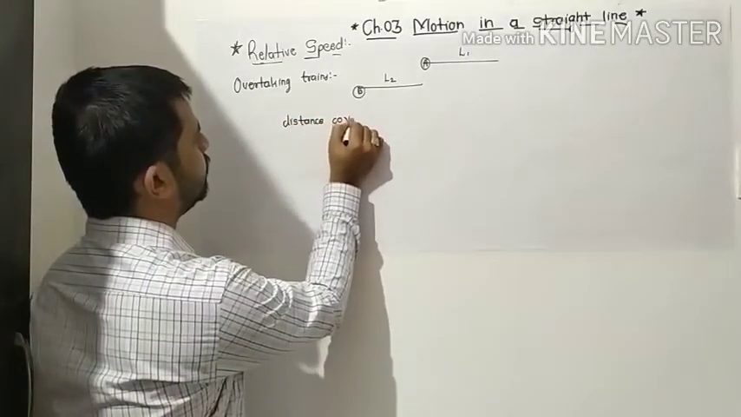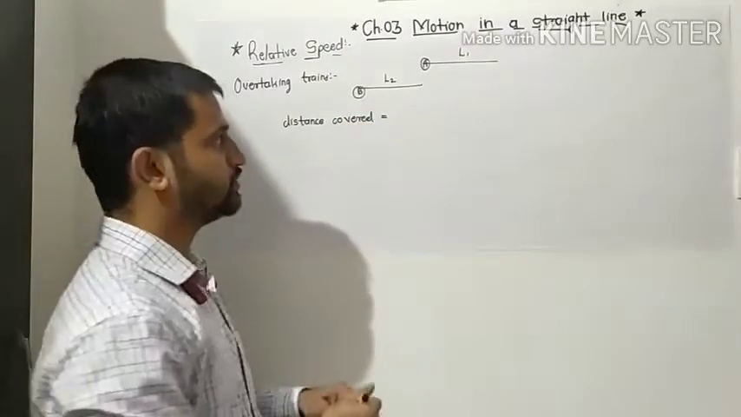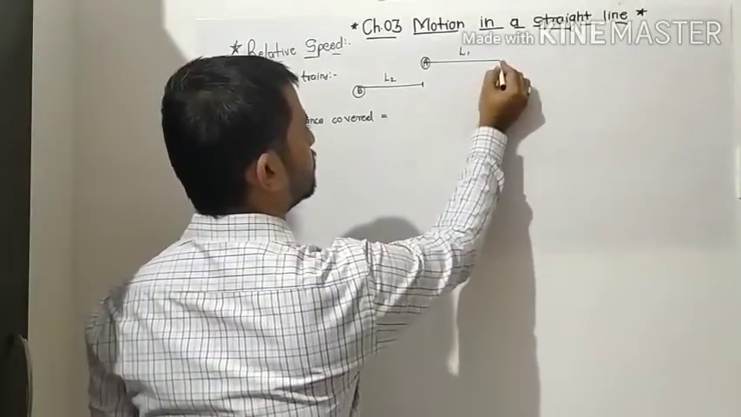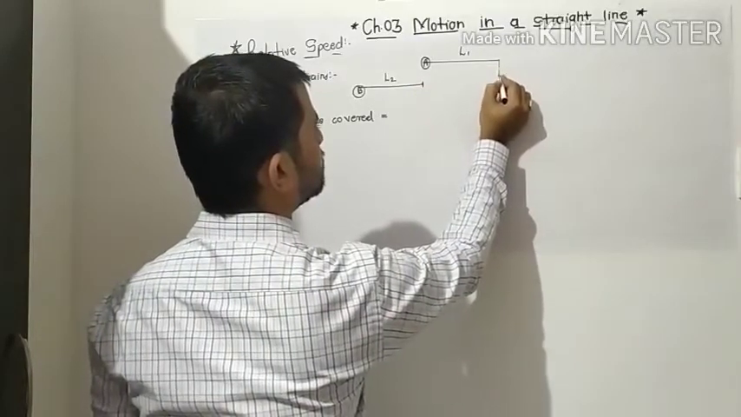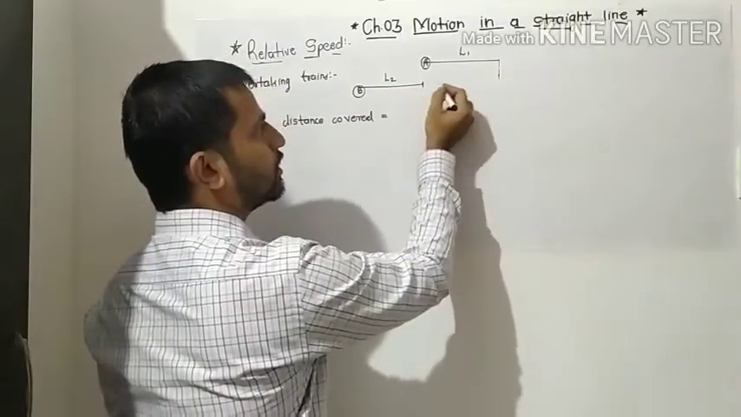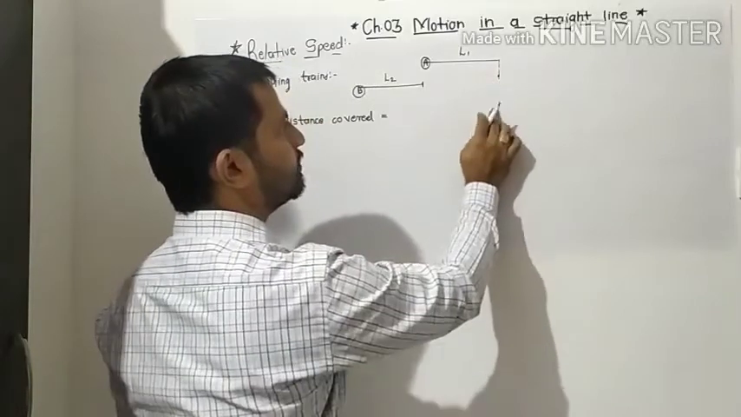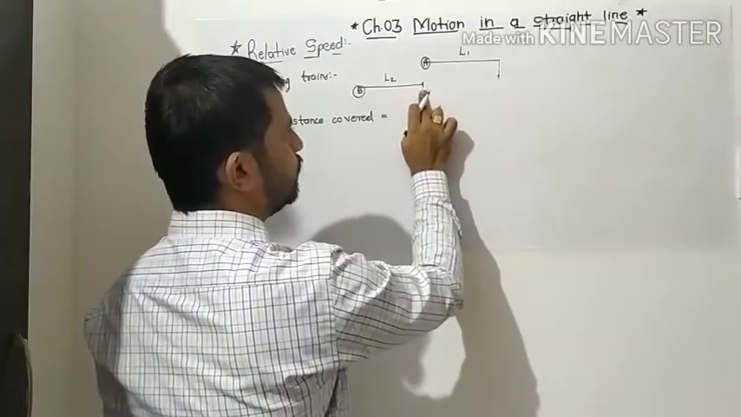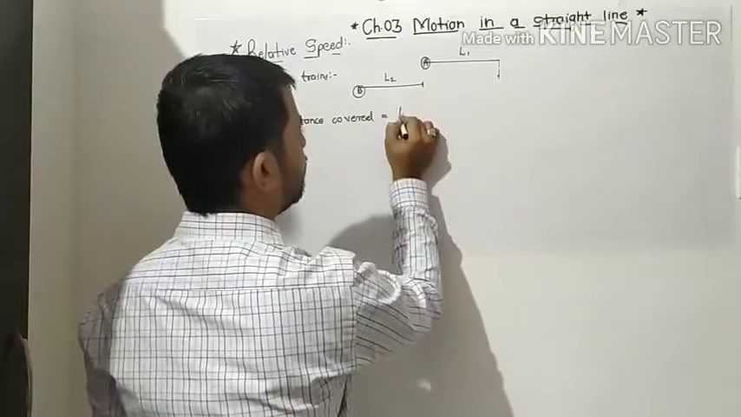distance covered will be equal to how much? First of all, this point of the train has to cover this much distance, and after this point comes to this location, then all of the train has to cover this total distance. This point has been passed by all the trains. So if we consider this point, it will come up to this point, so it will be L1.